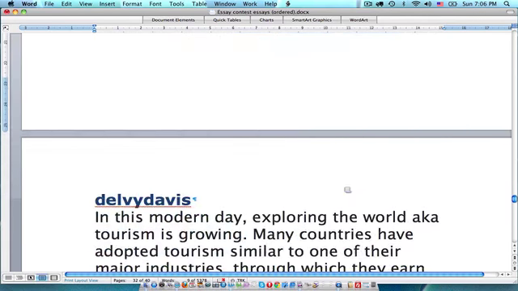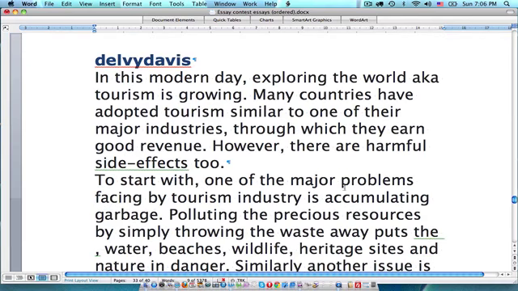Now here we have Delvey Davis. Okay, now Delvey, I saw you have here AKA. So I think you're trying to say as known as, which we don't want to use acronyms like that. I mean, that's something you would write in maybe a text message to your friend on your iPhone, but it's definitely not something you want to write on your IELTS exam.